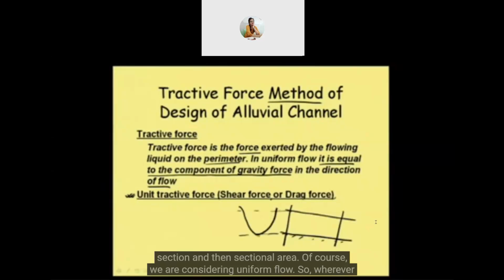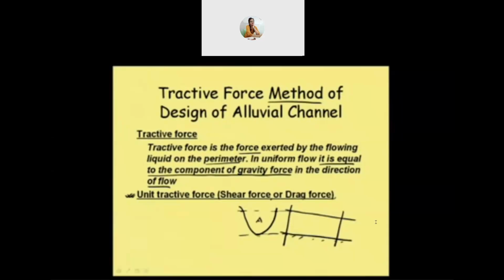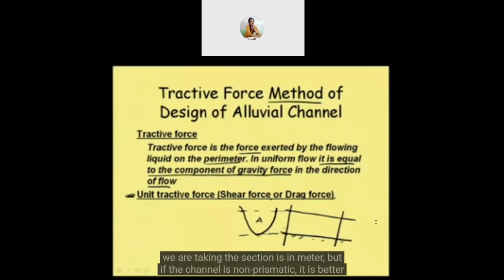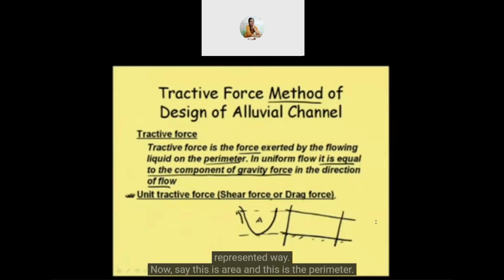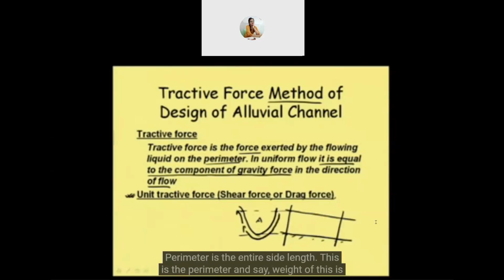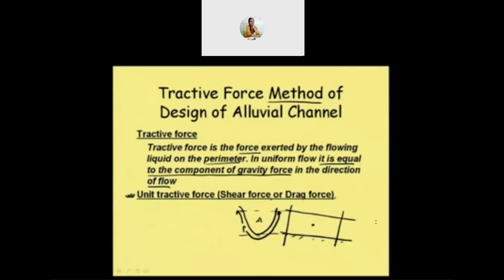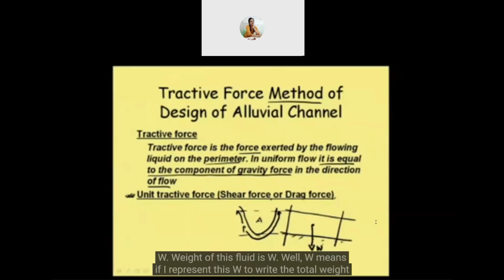This is the section, and then the sectional area is this area. And of course, we are considering uniform flow, so wherever we take the section, it doesn't matter. But if the channel is non-prismatic, it is better to take the section from the central part, so that it represents both sides in a well represented way. Now say this is the area and this is the perimeter. Perimeter is the entire side length. This is the perimeter. And say the weight of this fluid is W.